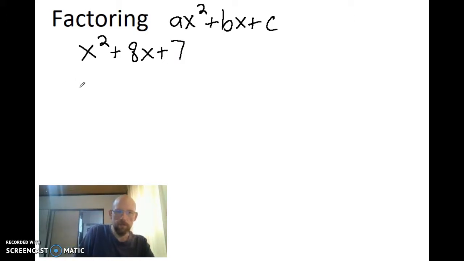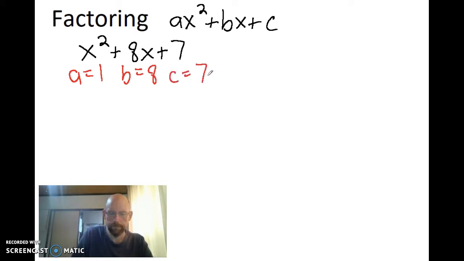We're just going to make sure that we label our a, b, and c. This just makes it easy for us. We have everything, we know what we're working with. So in this case, a is in front of the x squared. Remember, there's nothing there, that's a 1. b in front of the x is a positive 8. c is our constant, which is a positive 7.